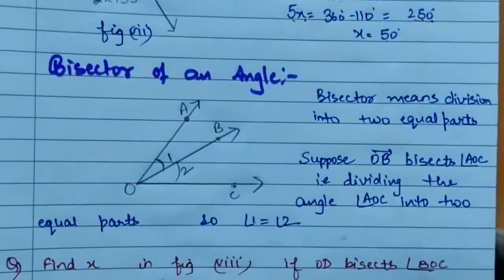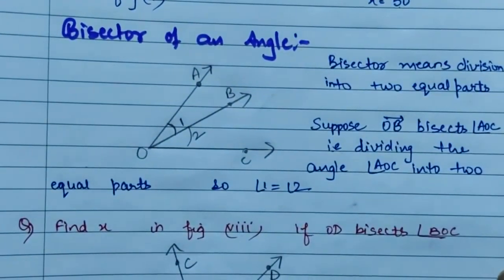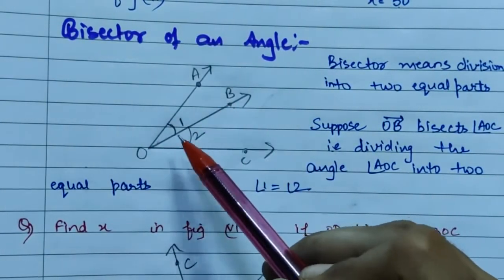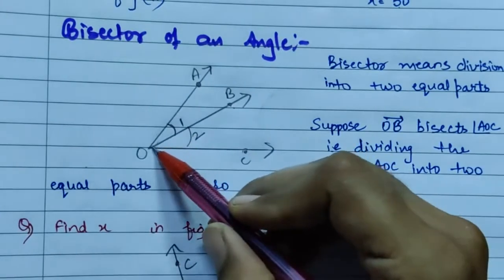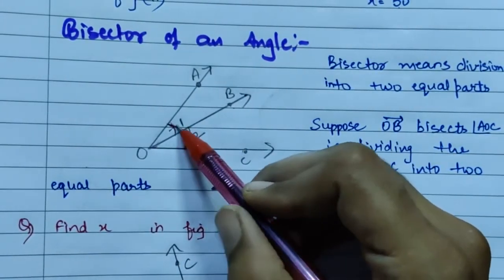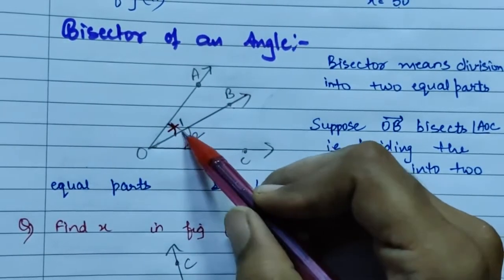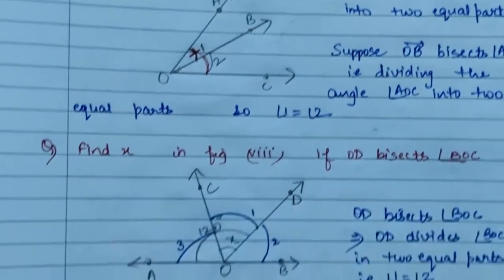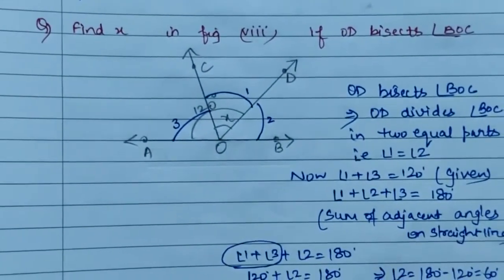Now next, let us discuss the bisector of an angle. Bisector means division into two equal parts. This ray is bisecting this angle. It means this angle, angle 1, will be equal to angle 2. Let us do one question based on it.